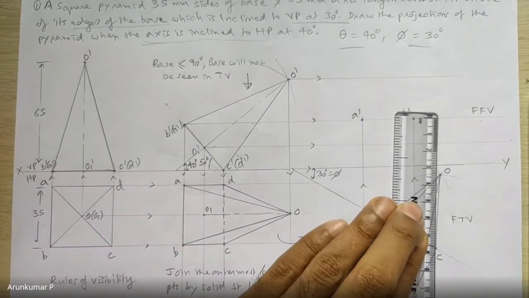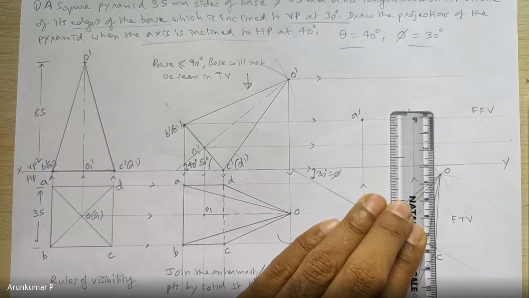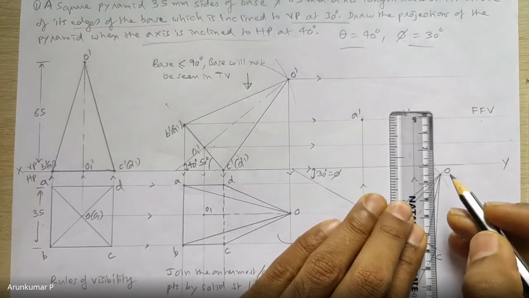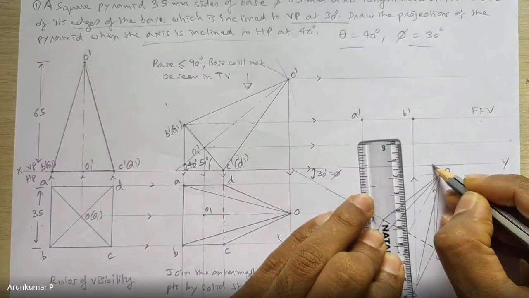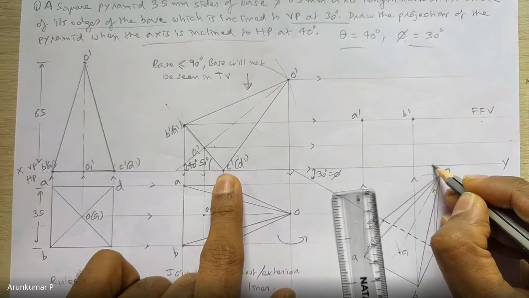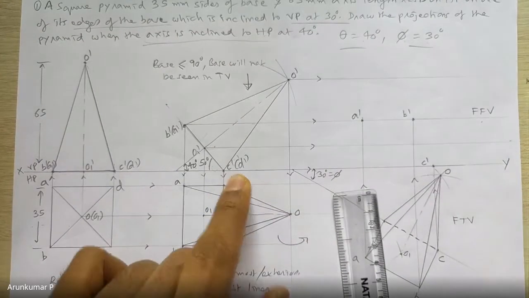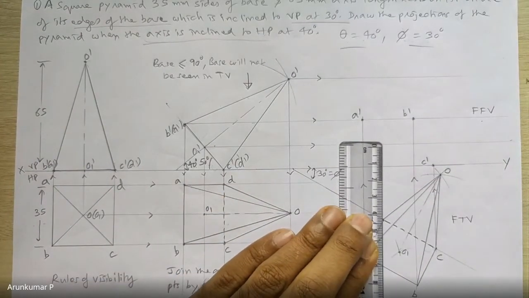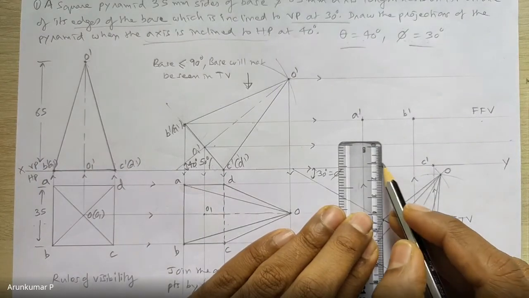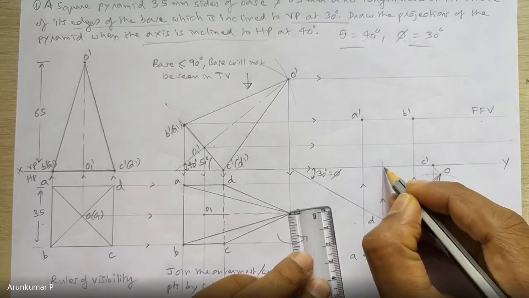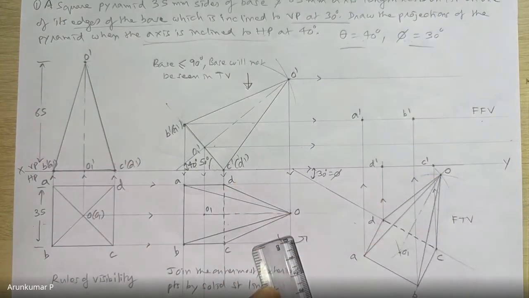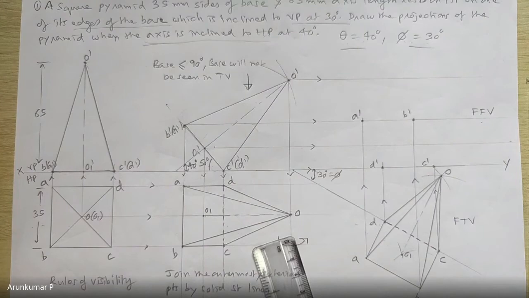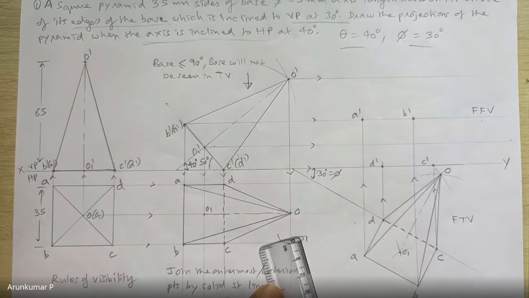Similarly, C. This is C dash. C dash is on XY line. So this point is C dash. Similarly, D. D I'll extend till XY line because D dash is on XY line. So you can see here D dash. So this point here is D dash. So there is very less confusion in this case.